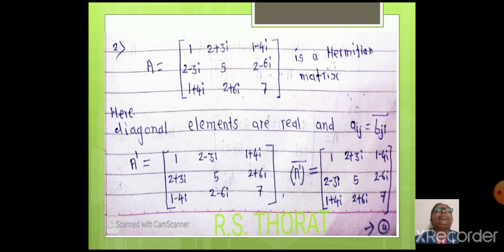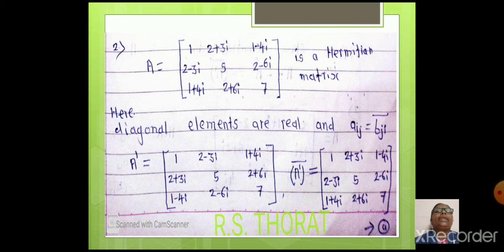Since in this matrix, diagonal elements are real and other elements are conjugates of each other, that is, Aij equal to Aji bar. For example, the A12 element is 2 plus 3i and the A21 element is the conjugate of this element, that is 2 minus 3i. The A13 element is 1 minus 4i. Conjugate of this is 1 plus 4i, that is the A31 element. We have to prove that this matrix A is a Hermitian matrix.